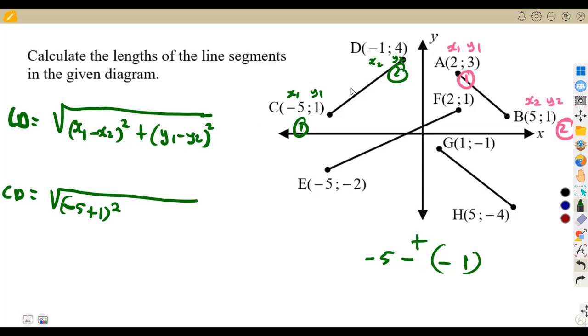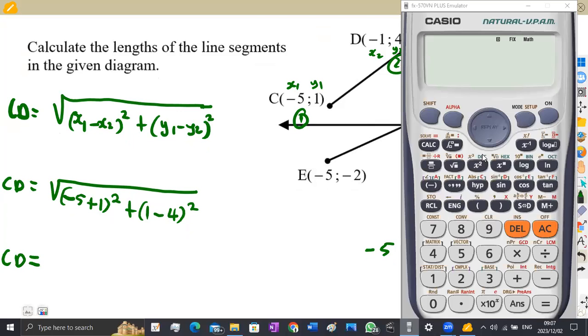Then the y values will do the same. The y value at point C is 1, minus the y value at point D, which is 4. So this is 1 minus 4 squared, just like that. Everything under the square root, you can simplify to get the length of CD, either in surd form or to 2 decimal places, depending on the question that you are given.